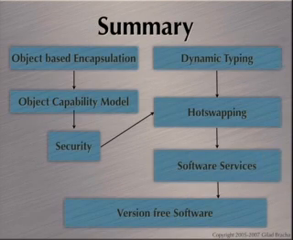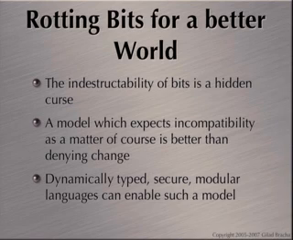So the big language technology picture here is you need object-based encapsulation to do an object capability model, which gives you security, which is necessary to really do hot swapping in production. The other thing that is really practically necessary and very helpful to be able to do it is dynamic typing. Once you have hot swapping, as I said, you get the software services, and there is nirvana, version-free software someday. So to summarize, this is my slogan.